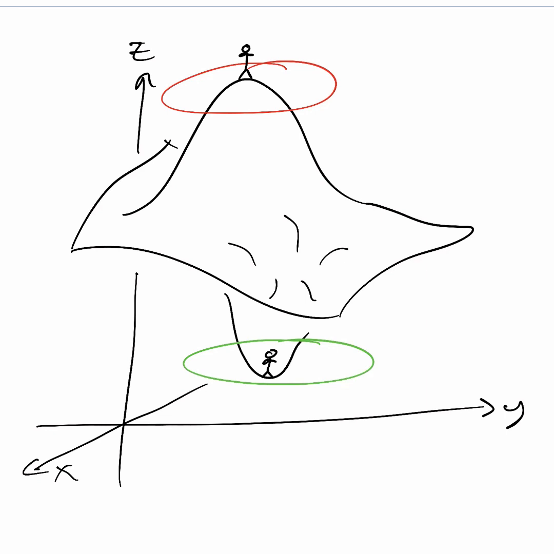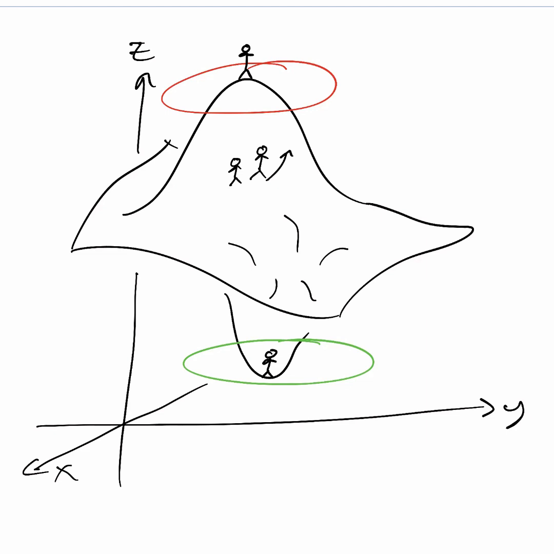But a person right here, maybe these guys are on the side of Bishop Peak going for a hike, they might think, oh man, super steep. So depending on where you are on the surface, you have all sorts of different data about what the surface looks like.